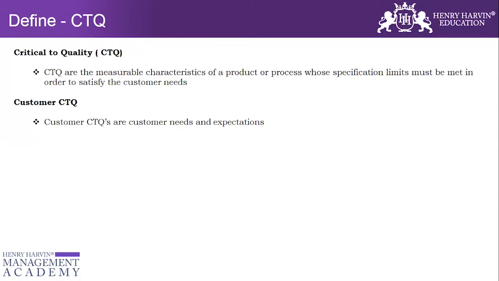So for example, if a customer says I want a good service, that's not a CTQ, because the customer has not defined what is the definition of good for him. Okay, so that's why it's very important. If the customer has not said it, it is our responsibility to ask what is the specification limit, which has to be measurable in order to meet the customer requirement. Okay, so we have understood critical to quality. Now we'll understand customer CTQ. Customer CTQs are customer needs and expectations.